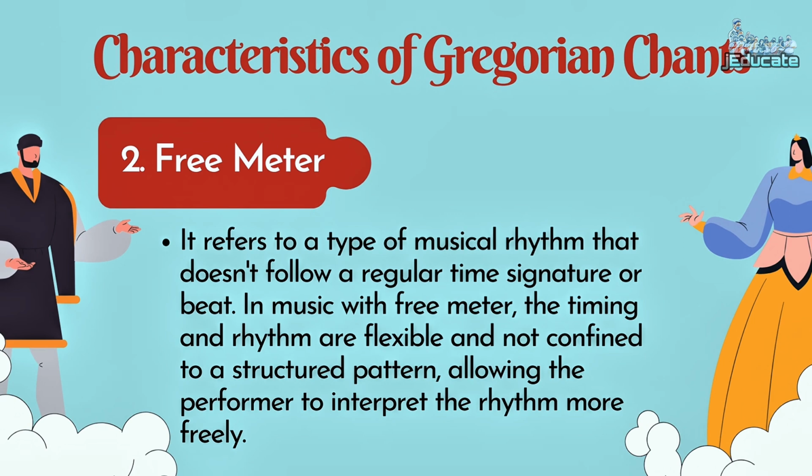Number 2. Free meter. It refers to a type of musical rhythm that doesn't follow a regular time signature or beat. In music with free meter, the timing and rhythm are flexible and not confined to a structured pattern, allowing the performer to interpret the rhythm more freely.